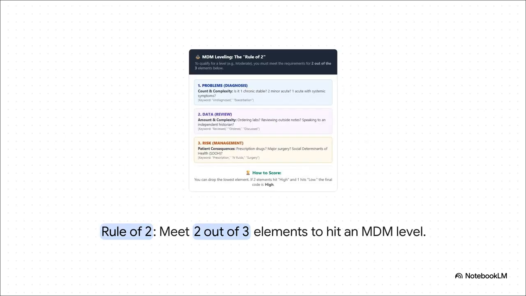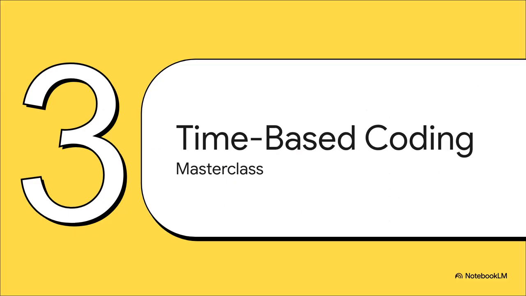And this brilliantly illustrates the rule of two. This is our alternative to time-based coding, right? The actual MDM scoring. To hit a specific MDM level, you actually have to meet or exceed the requirements for 2 out of the 3 elements. That's your number and complexity of problems, the amount of data reviewed, and the risk of complications. Hit 2 of those 3, and you're golden. So, if you aren't using MDM, you're using time.